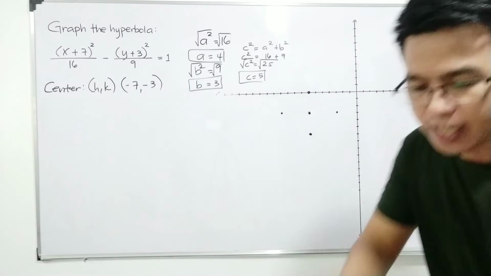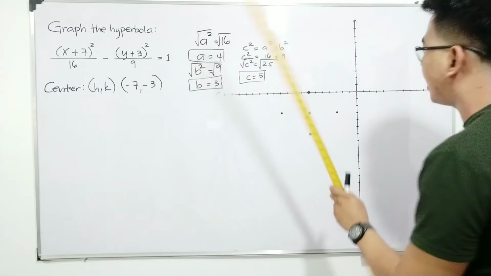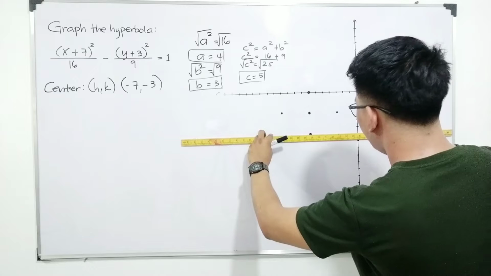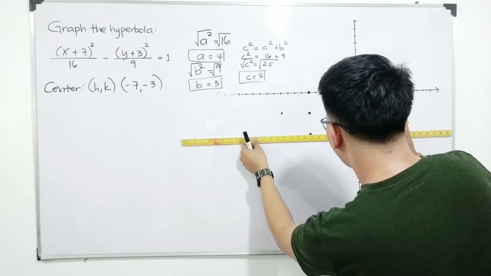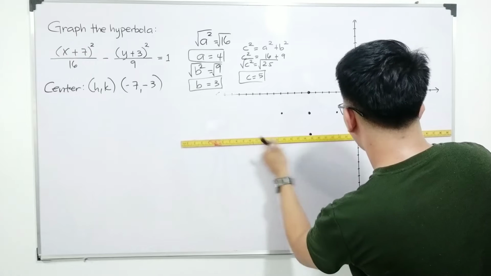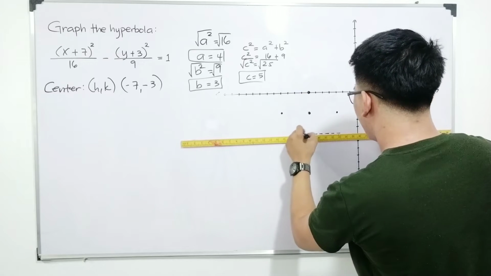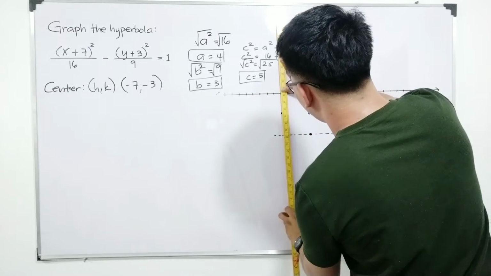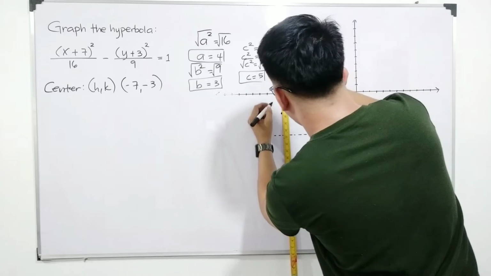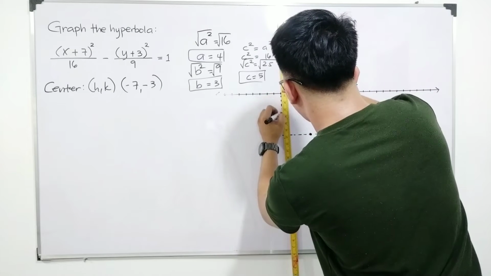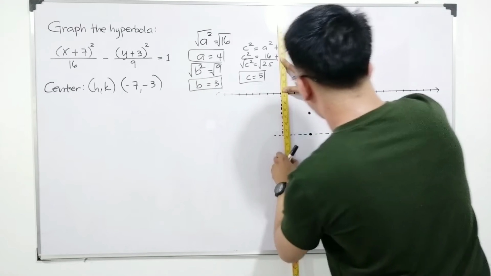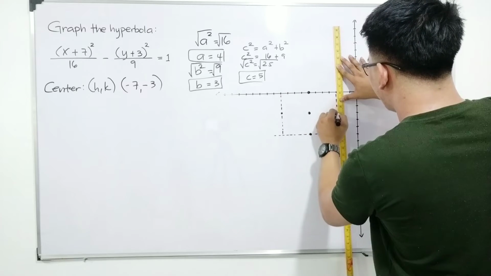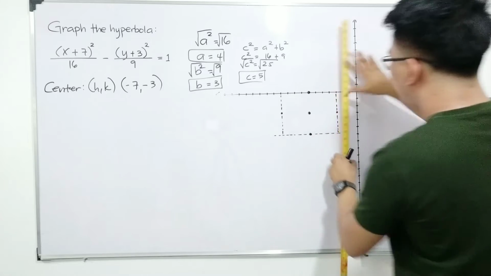Ngayon, pwede tayo mag-draw ng ating rectangle. For the rectangle, gumawa tayo ng line dito. Again, ang purpose nito, guys, ay para mag-guide tayo sa pag-create ng ating asymptote. Dito rin. Ito meron na tayo. So, dito na tayo ngayon. Yung corners ng ating rectangle, sila yung pagdudugtungin natin kasi pag in-extend natin yung diagonal ng rectangle, that will serve as your asymptote.